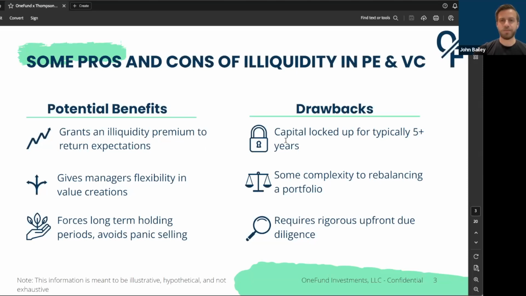In terms of the drawbacks, we talked a little bit about how your capital is held up for 5+ years. There are some ways that people are coming up with creative solutions to address that. But ultimately, there's no free lunch. This all comes at a cost. And something that's a big pet peeve of mine is when managers oversell the liquidity that you can get in their investments. It does introduce a little bit of complexity to rebalancing your portfolio, because when they are less liquid, you're a little bit more constrained on buying and selling.